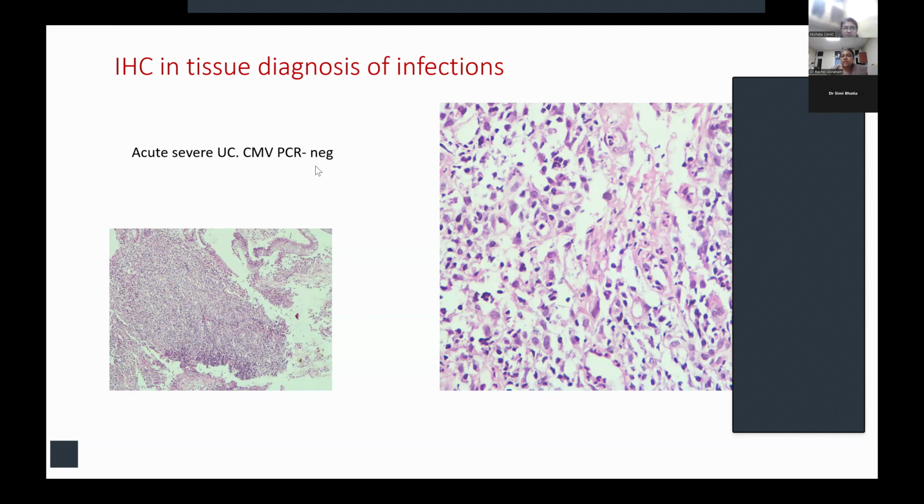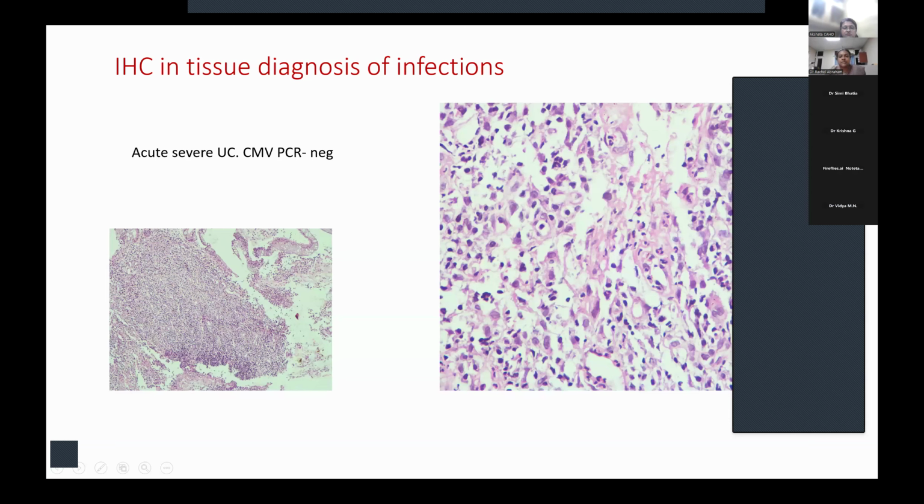The CMV PCR was negative. So the clinical diagnosis was of an acute severe UC. We received a colonoscopic biopsy and it just showed mostly ulcerated fragments of colonic mucosa. However, in areas we could see enlarged cytomegalic cells which were lining the endothelial spaces and had smudged inclusion like nucleus, which made us suspicious for a CMV.